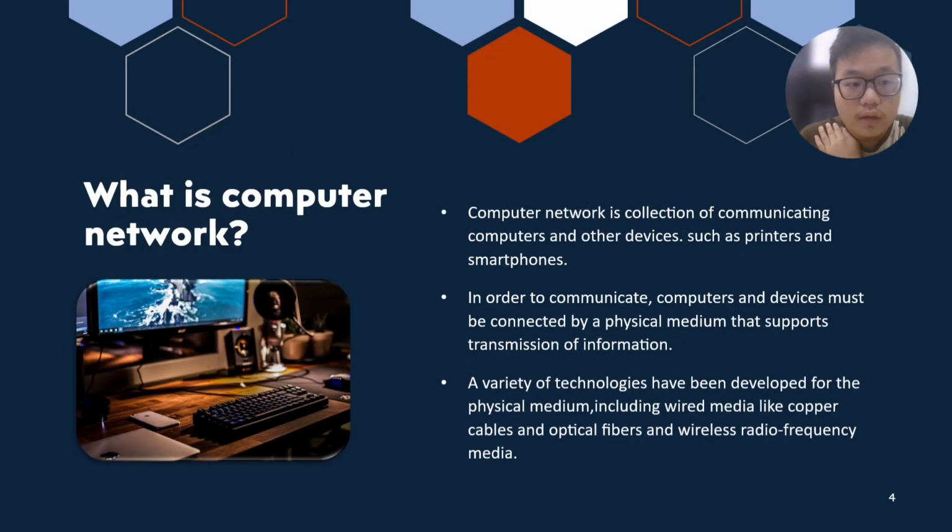Okay, so first of all, what is computer network? Computer network is a collection of communicating computers and other devices such as printers and smartphones. In order to communicate, computers and devices must be connected by a physical medium that supports transmission of information. Therefore, a variety of technologies have been developed for the physical medium.